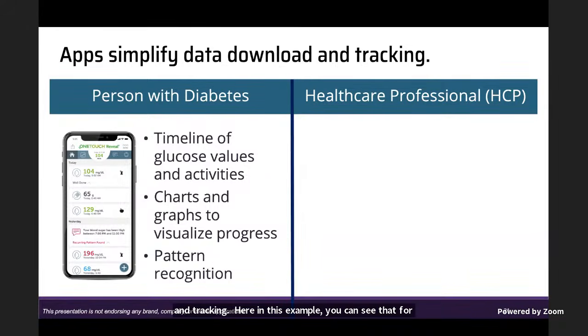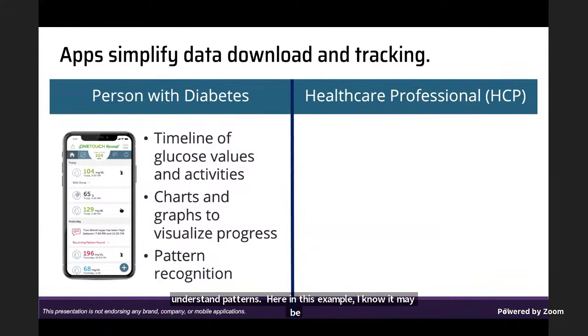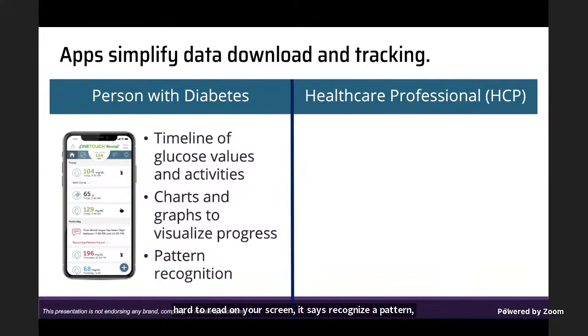They could add additional context to the data by simply entering how many carbs they eat or what food they had. And to take it one step further, the app could start to understand patterns. So here in this example, I know it might be hard to read on your screen. It says, recognized a pattern. Your blood sugar has been high between 7 and 11 p.m. And the person could click into that and it could offer some ideas and advice like why that could be happening to give them important feedback in the moment, right? That day-to-day support.